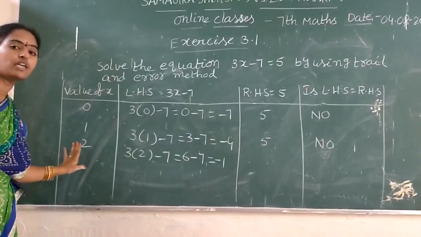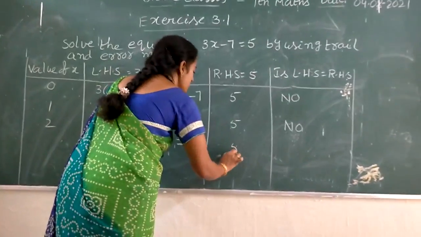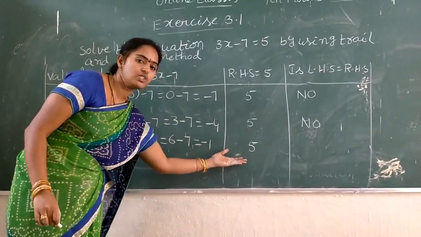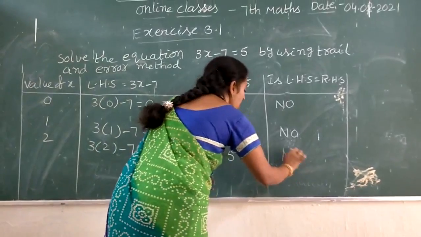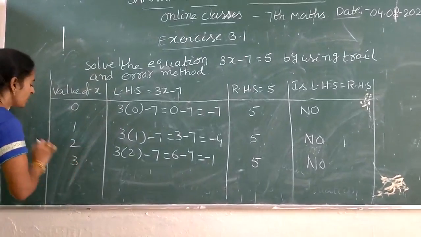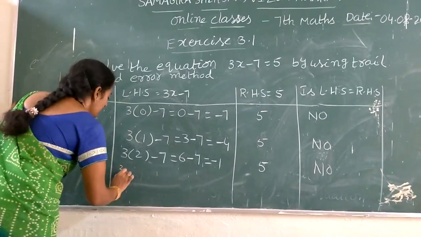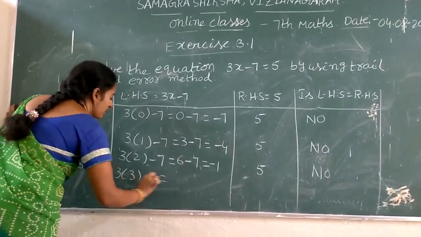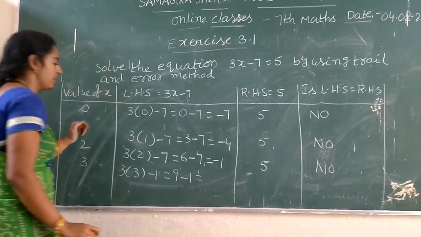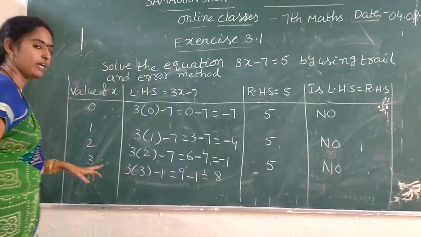For x equal to 2, we get the LHS value as minus 1 and RHS is 5. Children, is LHS equal to RHS? Here also no. Next we substitute x equal to 3 in LHS: 3 into 3 minus 7. 3 into 3 we get 9, minus 7 will become 2.